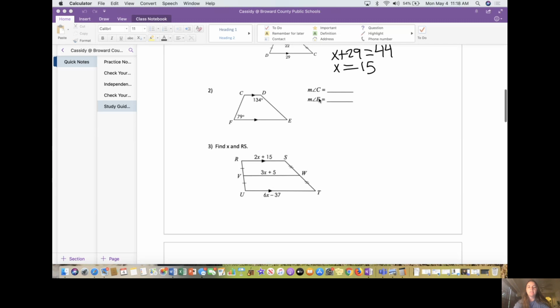All right, this one is asking us to find the measure of angle C and the measure of angle E. All right, so we know that this is a trapezoid, okay, because it's got these arrows here, which means it's got a pair of opposite parallel sides. Or it has a set of parallel sides, but only one set, okay?